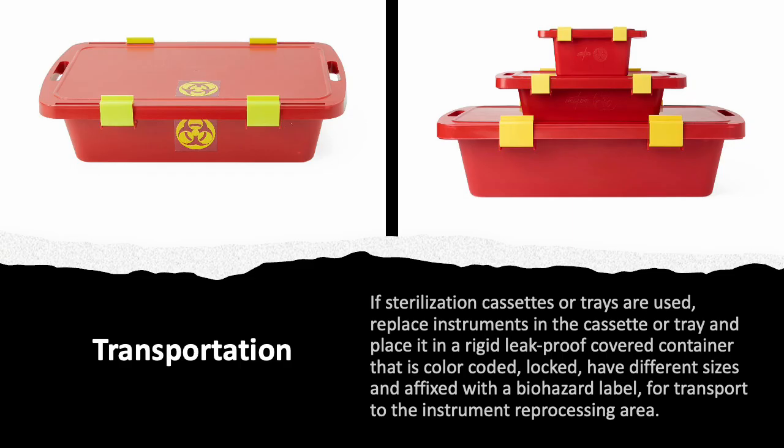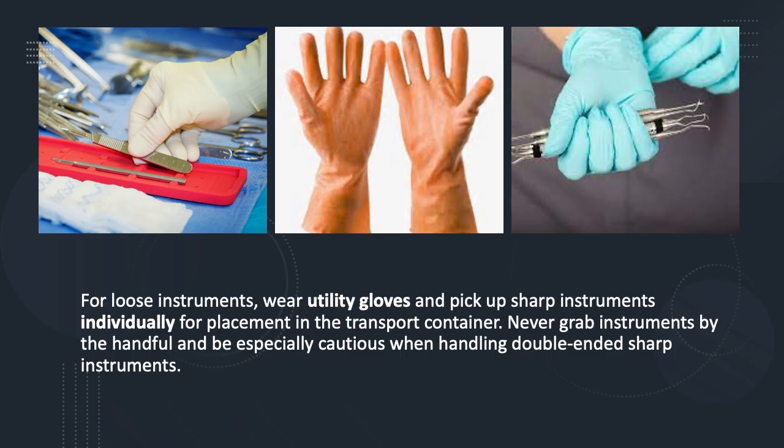The containers have different sizes. We choose the size that is enough for the instruments that we are transporting. When you want to place the instrument into the container for transportation, wear utility gloves. You must pick the sharp instruments individually and never grab instruments by the handful. And be especially cautious when handling the double-ended sharp instruments. You must handle them in a way not to injure yourself.